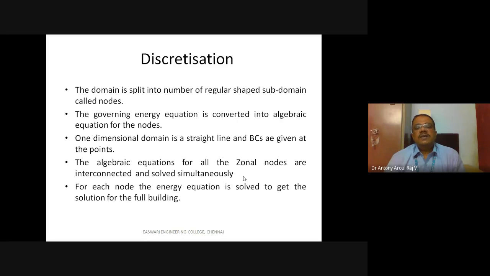For each node, after solving the energy equation, what will I get? In an energy equation, the variable is temperature, so for all the nodes I will get the temperature. But if you are going for building energy simulation, we are interested in getting the energy. Using the temperature, we can find out the energy at various grid points or nodes. From that, you can calculate the amount of heat entry into the building, or even the heat loss from a building in winter conditions. Both are possible. So discretization is important. You have to understand this concept, then only you can understand the rest better.